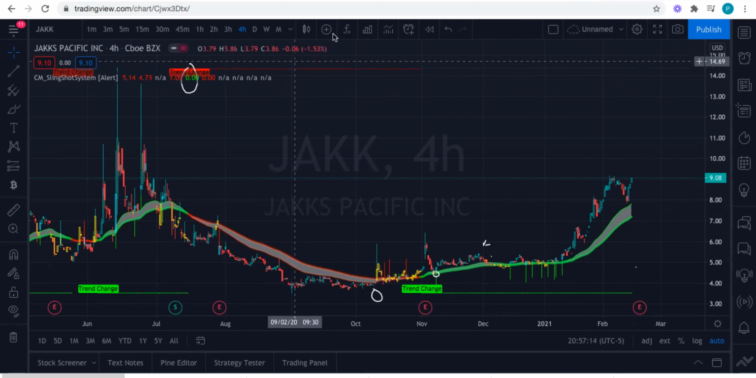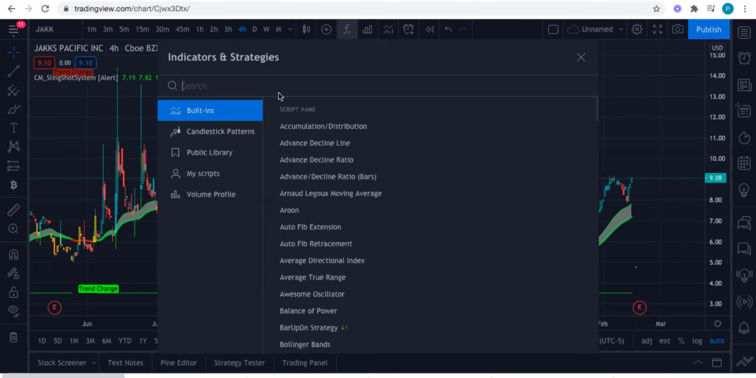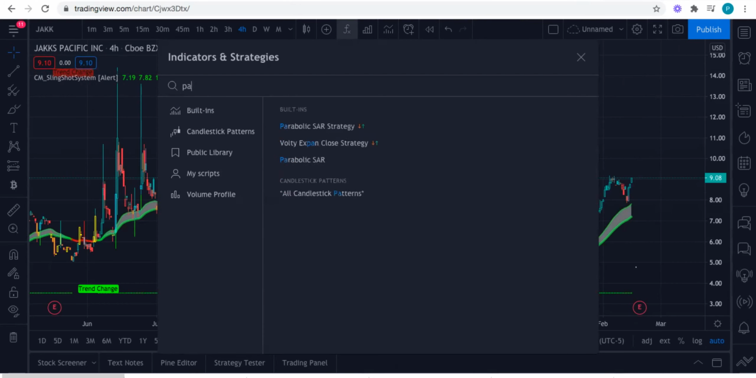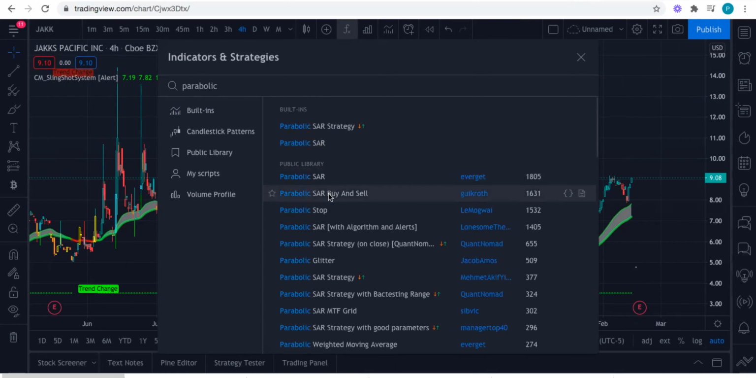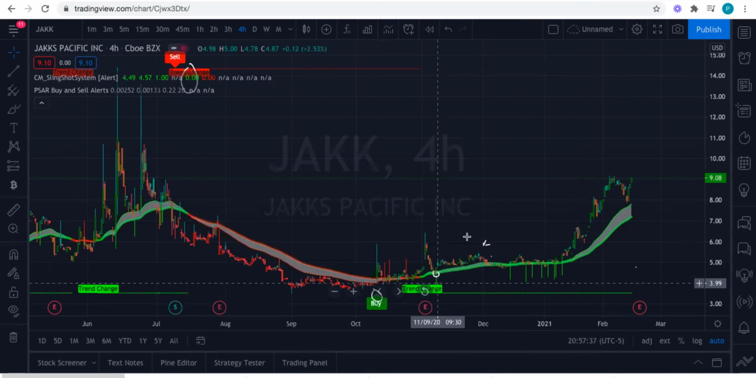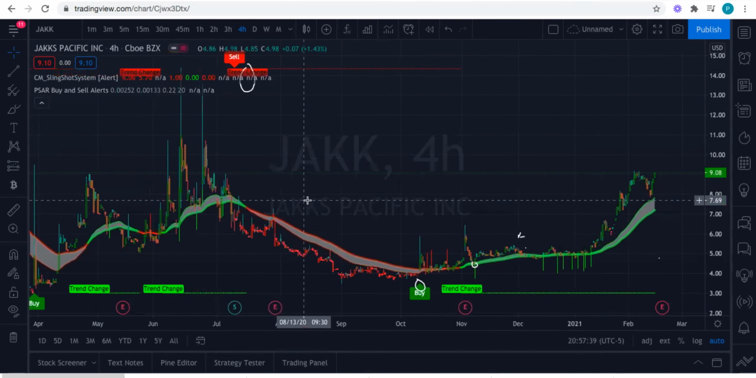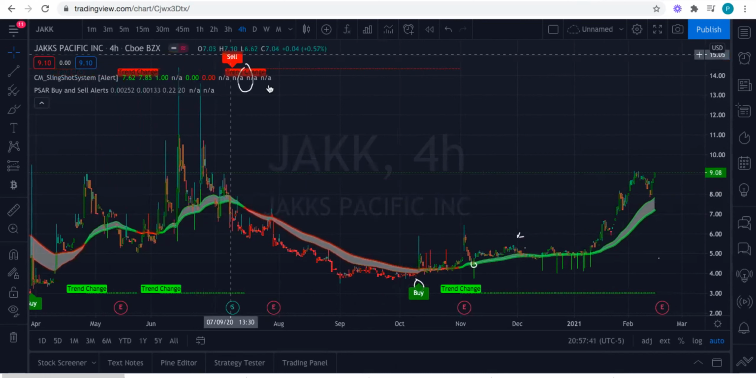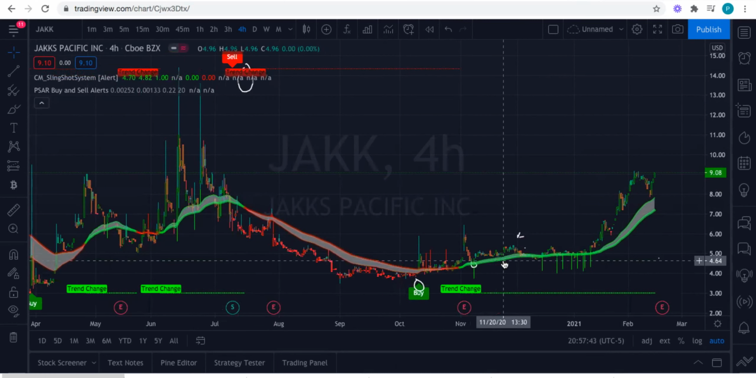The next indicator you're going to add is Parabolic SAR, buy and sell by Guy Croft. All right, you're going to click that, and that will give you buy and sell alerts whenever you should be buying and selling a stock.